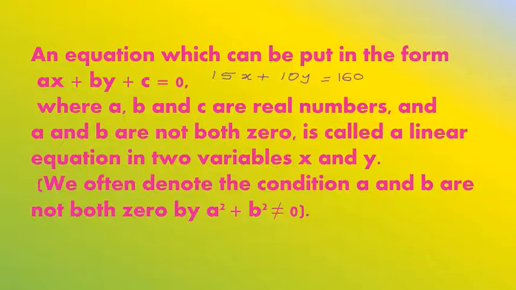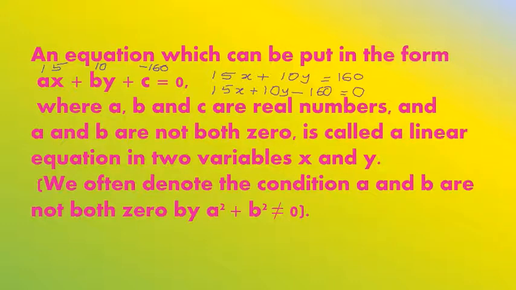The same thing, if I write it as 15x plus 10y, this 160 I am taking to the side. So I'll write it as minus 160 is equal to 0. Now see children, this is of the form ax plus by plus c equal to 0, where a is equal to 15, b is equal to 10, and c is equal to minus 160, because the sign there is negative. So this ax plus by plus c equal to 0 is the general form of a linear equation in two variables.